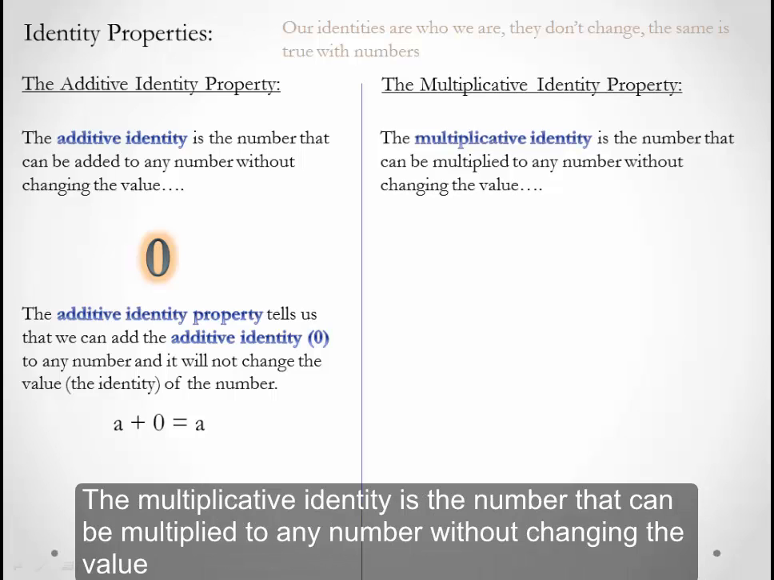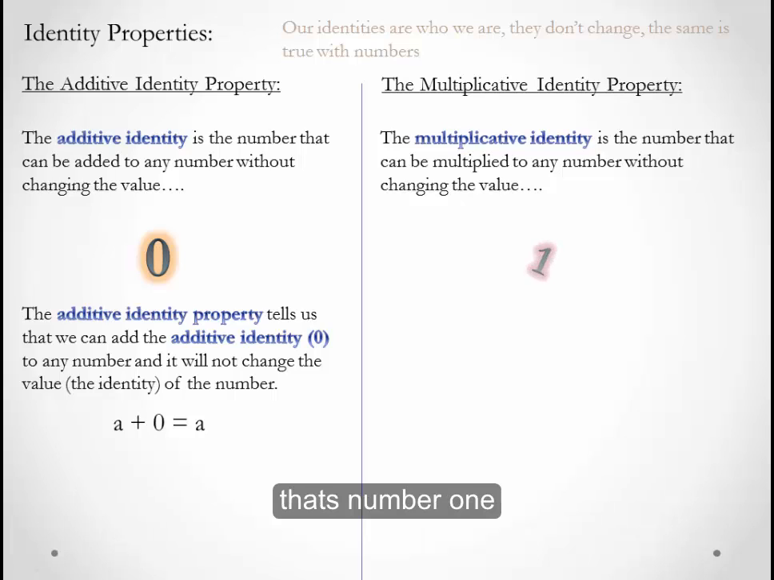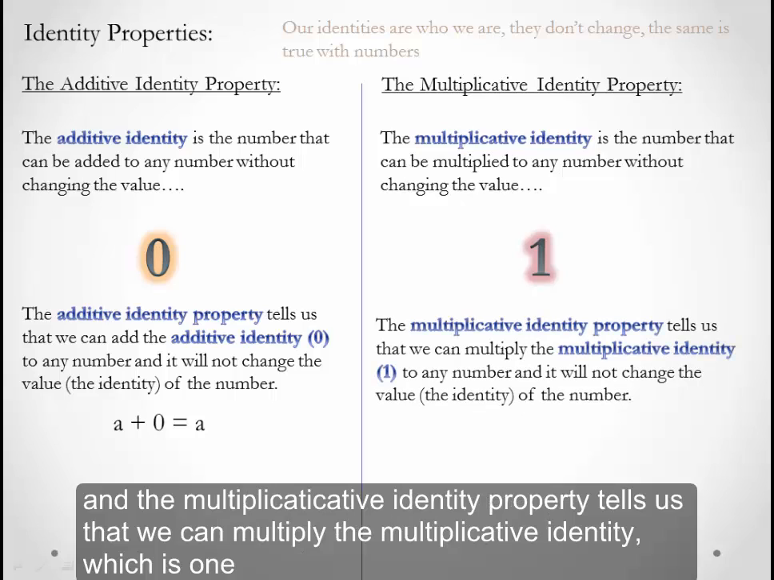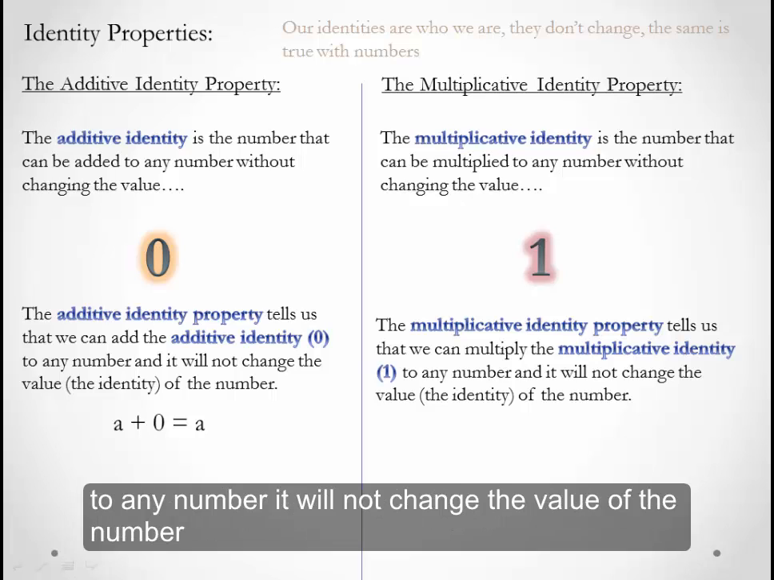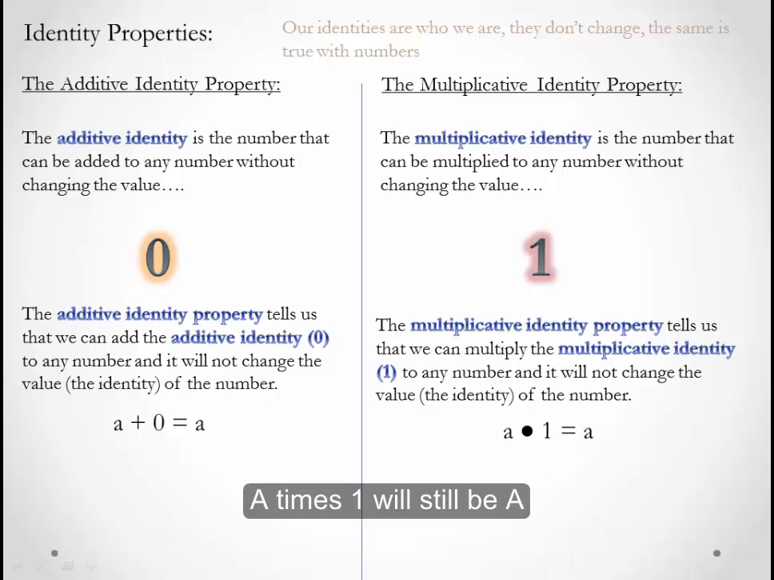The multiplicative identity is the number that can be multiplied to any number without changing the value. That's number 1. And the multiplicative identity property tells us that we can multiply the multiplicative identity, which is 1, to any number and it will not change the value of the number. A times 1 will still be A.